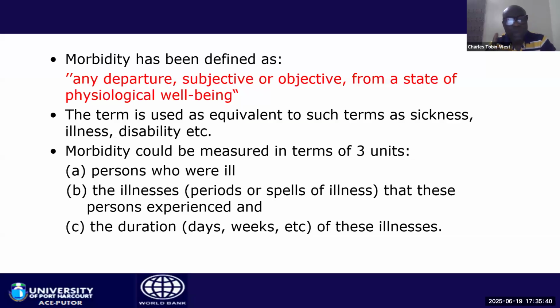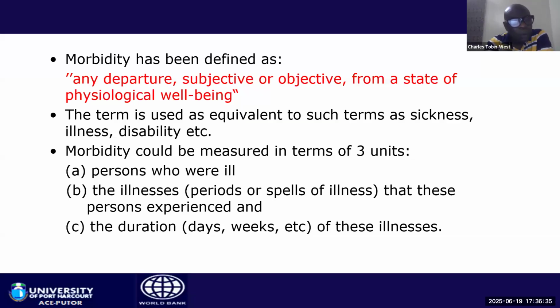So morbidity could be measured in three ways: persons who are ill, illness episodes, or duration of illness. If 10 persons are ill, we say there are 10 morbid conditions. Illness episodes can be repetition of bouts or spells of diarrhea, for instance. Somebody can come repeatedly, after a while, with diarrhea every month, or cough. So these are episodes of illness in that same person over time.